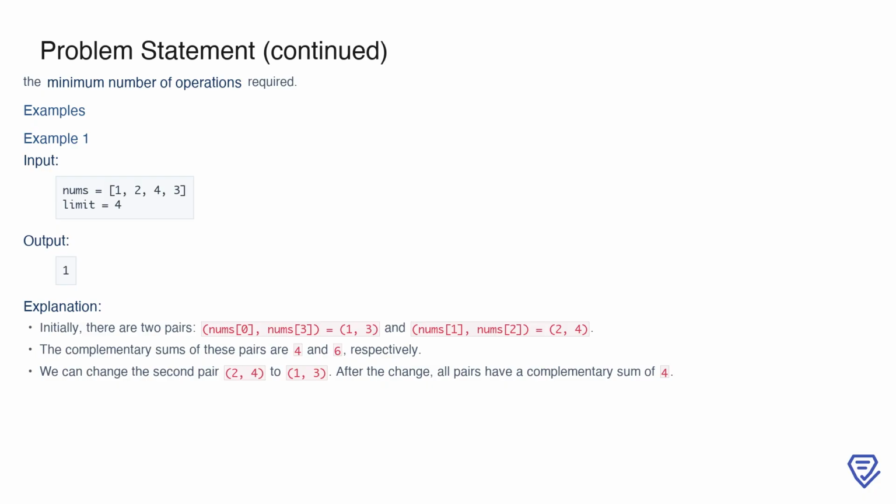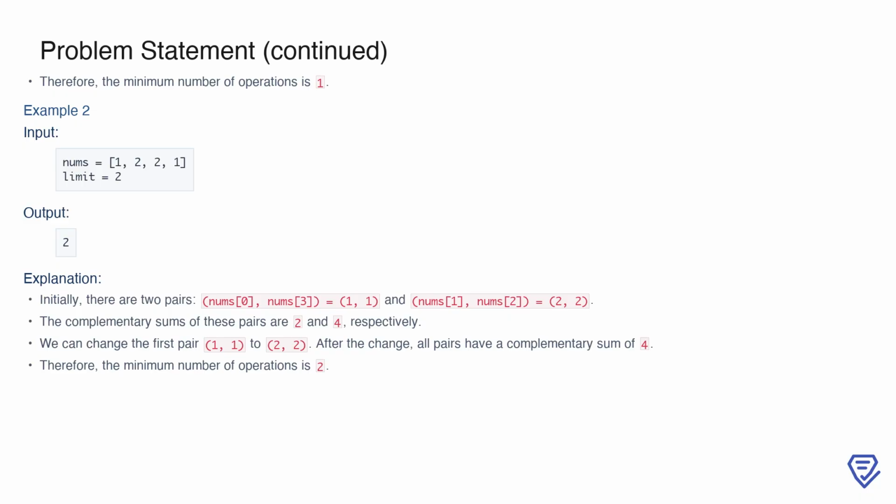Suppose the array nums is [1, 2, 4, 3], and the limit is 4. Initially, we divide the array into two pairs, (1, 3) and (2, 4). The complementary sums of these pairs are 4 and 6, respectively. To make all complementary sums equal, we can modify the second pair, (2, 4), to become (1, 3). Now, both pairs have the same complementary sum of 4. Since only one modification was needed, the minimum number of operations is 1.